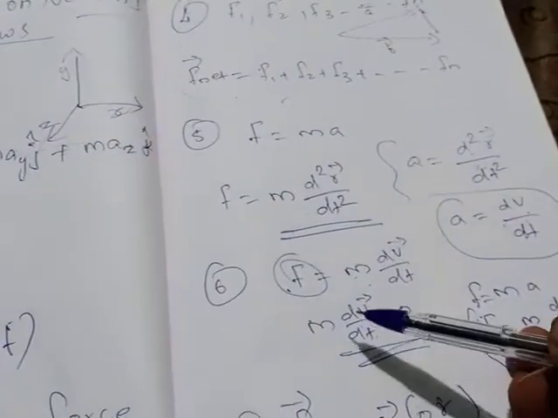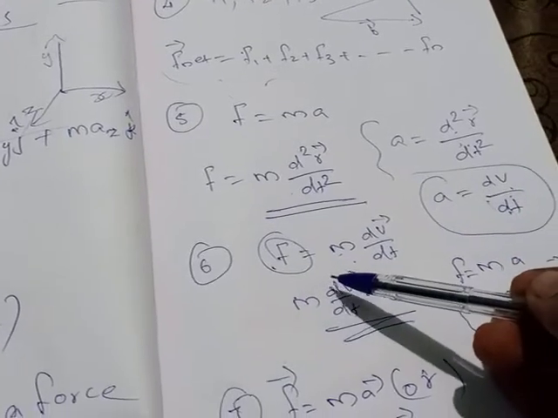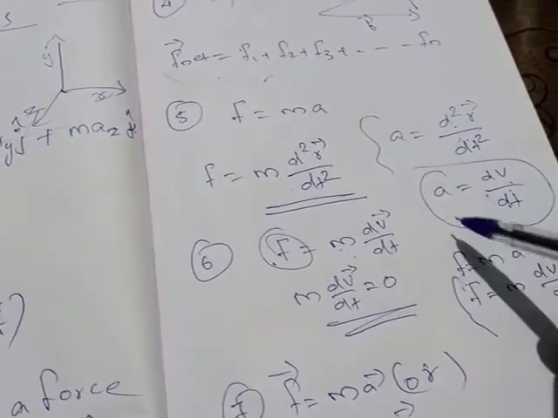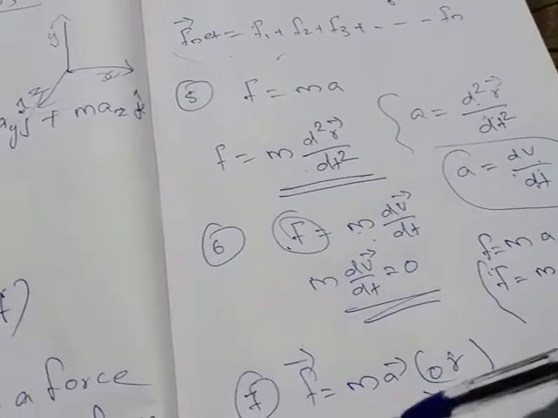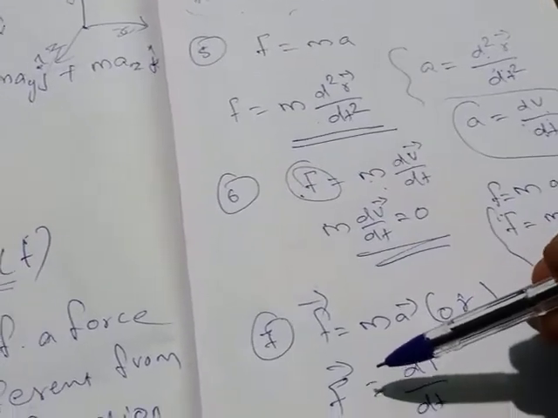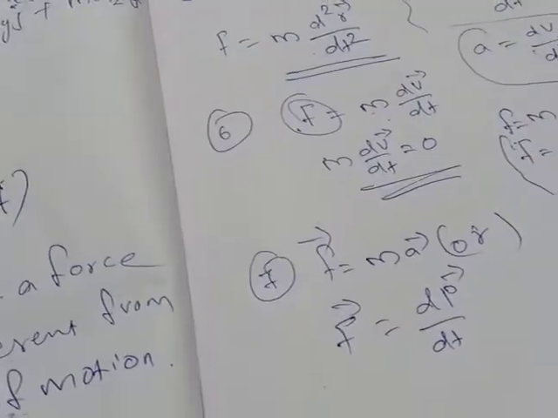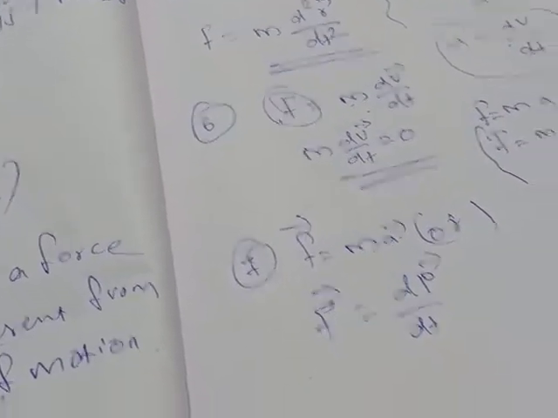And the sixth point is what? If there is no force, then what? Newton's second law, we will get it equal to 0. And the last point is what? Newton's second law is cause and effect. Force is the cause and the acceleration is the effect.